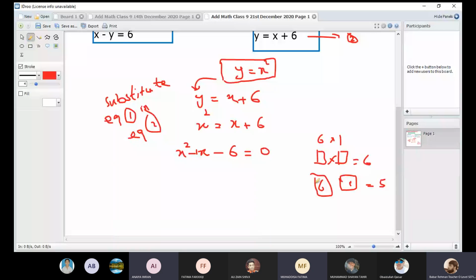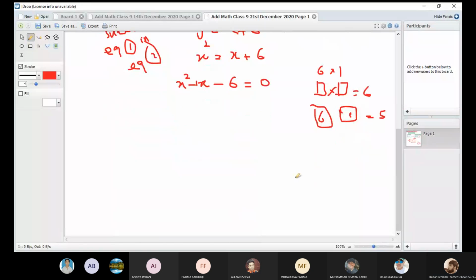3 and 2 will work. Very good. 3 and 2 multiply to 6 and have a difference of 1. But I want the difference of negative 1. So anybody tell me, what sign will I put? Minus 3 plus 2. The bigger number will have the negative sign, so that I get negative 1.